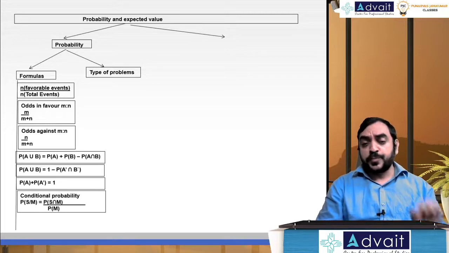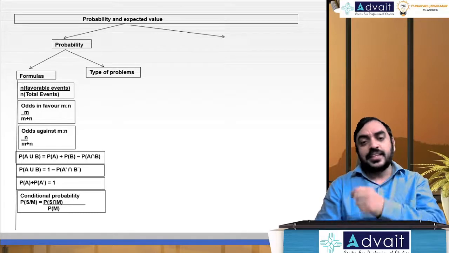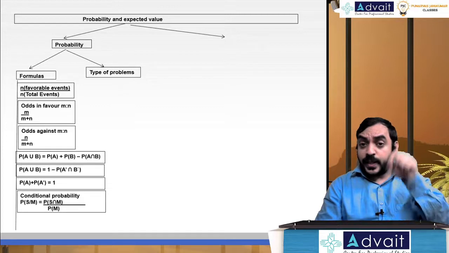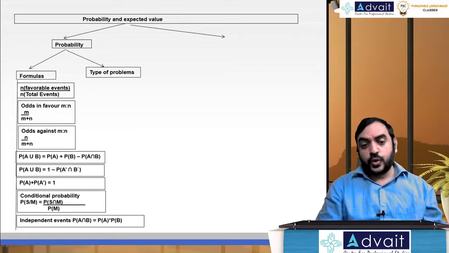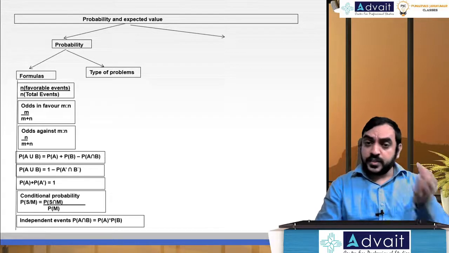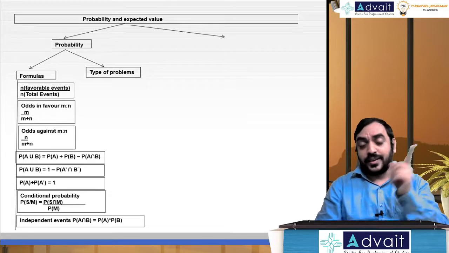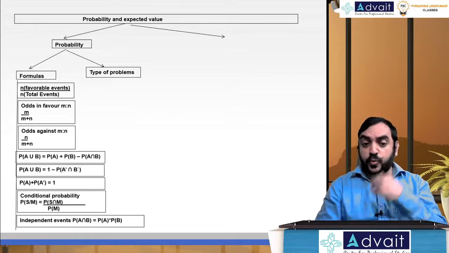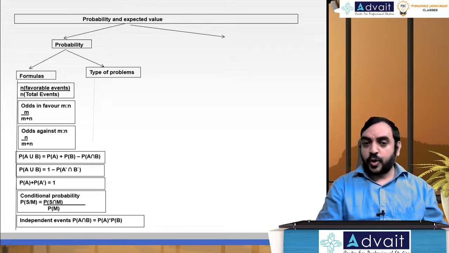Conditional probability: probability of S slash M means the probability of S given that the event M has taken place. The event M which has already taken place comes in the denominator and the numerator is going to be the intersection event. And if the events are independent, then the intersection can be calculated by multiplying: probability of A intersection B is probability of A into probability of B for independent events.